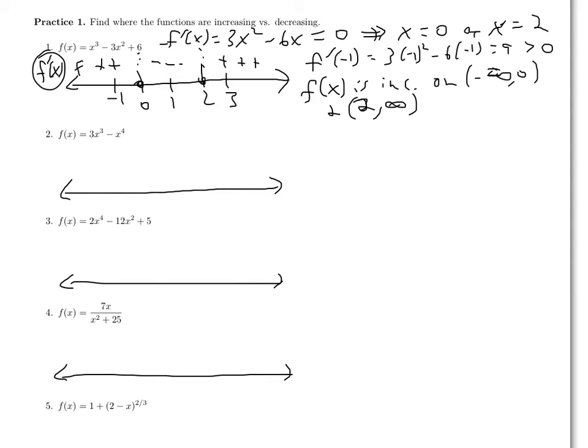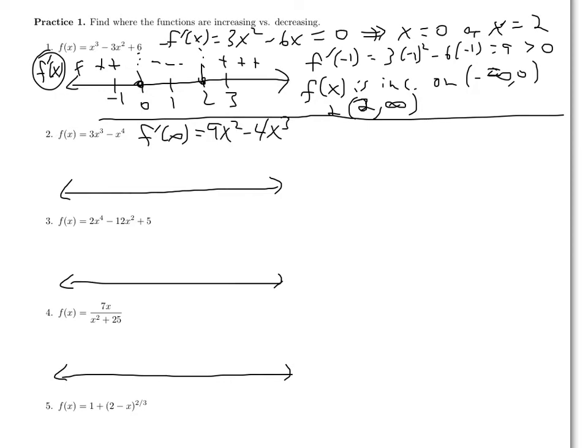So same process for the next one. Let me just write down the answers. Here the derivative you get should be 9x squared minus 4x cubed. And so when you set that equal to 0, again, you're going to factor that. You can factor out an x squared, and you'll have 9 minus 4x left inside.